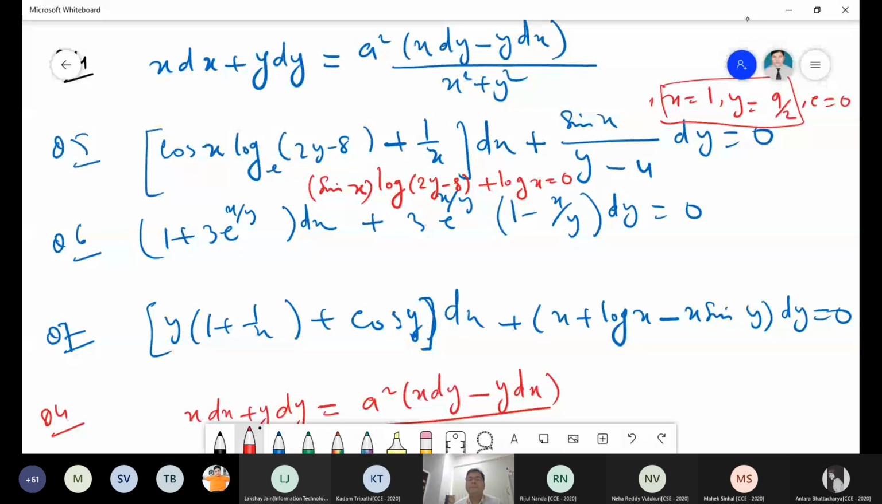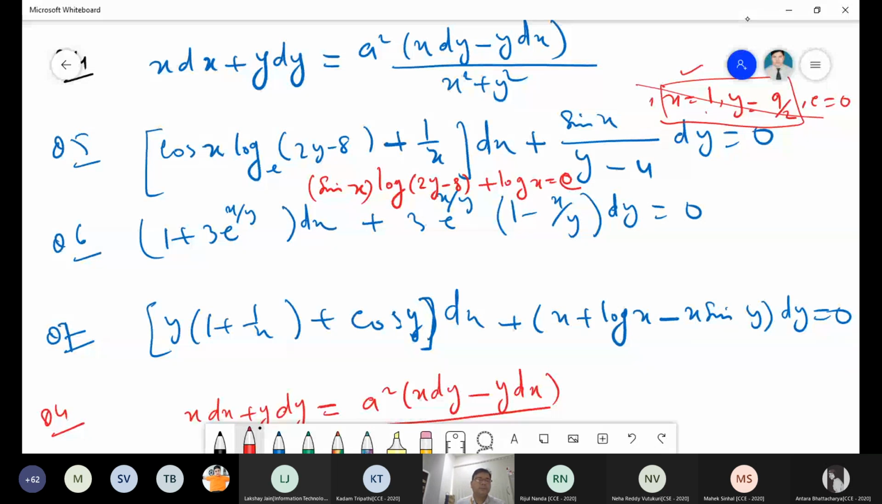All right, but you will get this answer. Otherwise it will be in terms of c, but your answer will be sin x log 2i minus 8 plus log x equal to, here in place of 0 it will be c. If I have not given this value, then it will be c, but when we put the value of x equal to 1, y equal to 9 by 2, we will get the value of c equal to 0. All right.